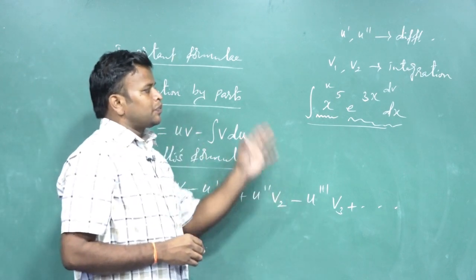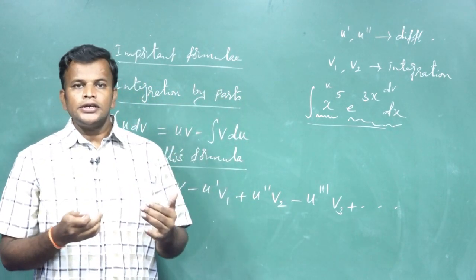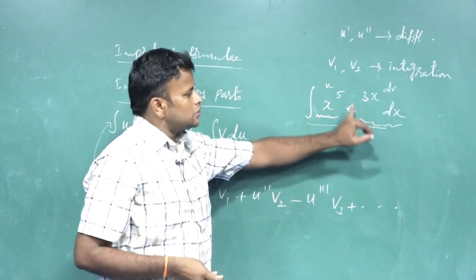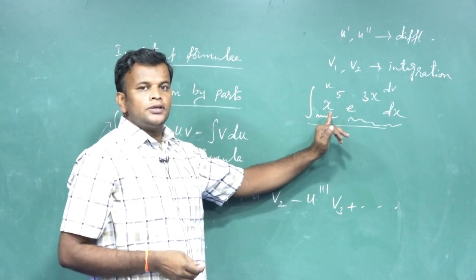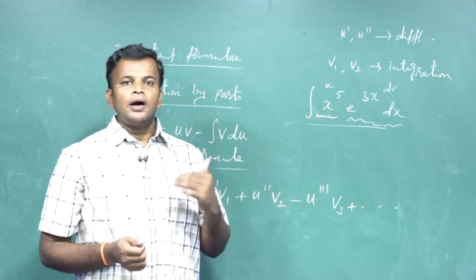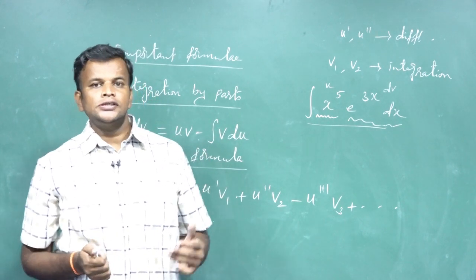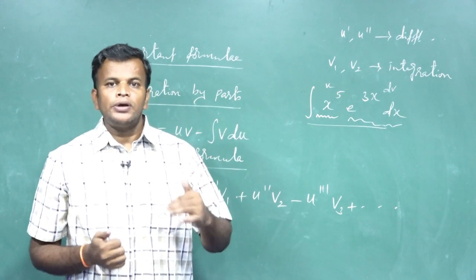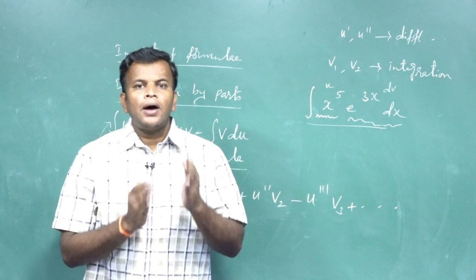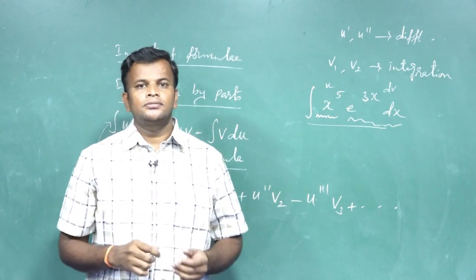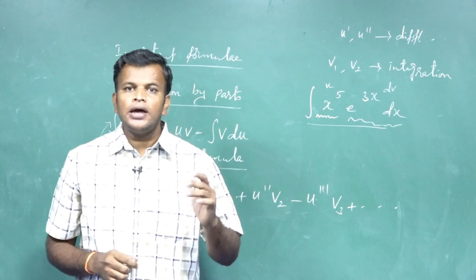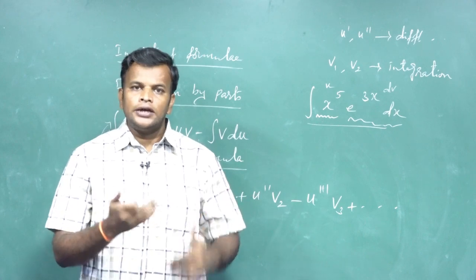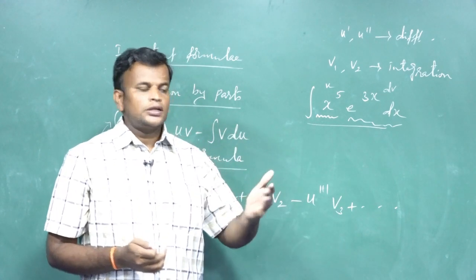Okay. The important thing is, we take as u the term which vanishes after differentiating 2 times or 3 times. When we integrate a term, the power increases. The integration of x is x square by 2. The integration of x square is x cube by 3. So the power increases when integrating. The power decreases when differentiating, because the formula for x power n is n x power n minus 1. The differentiation of x power 5 is 5x power 4. Again x cube, x square, the power is reduced.